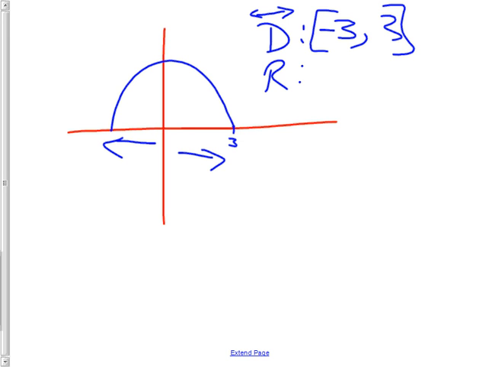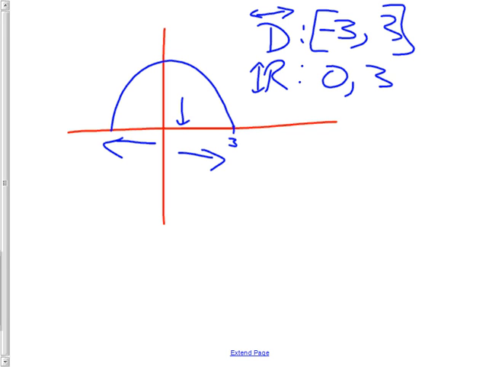How about the range? The range is this way to this way, lowest to the highest. What's the lowest it ever goes? Be careful now. 0. Yes. A lot of people say -3 because they get confused, but it doesn't go any lower than that. It gets to 0 and it stops. What's the highest it ever goes?